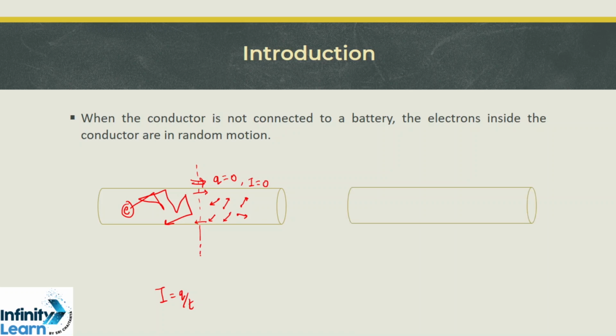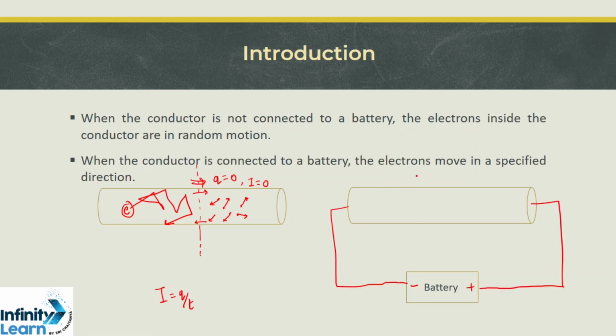Now let us talk about another state, when we have a conductor which is connected to a battery. In this case the electrons tend to move in a specified direction. It doesn't mean that the electron stops its random motion. Electrons still continue to move in random directions, but while doing so they tend to travel in a specific direction, which can be easily understood by understanding the EMF.